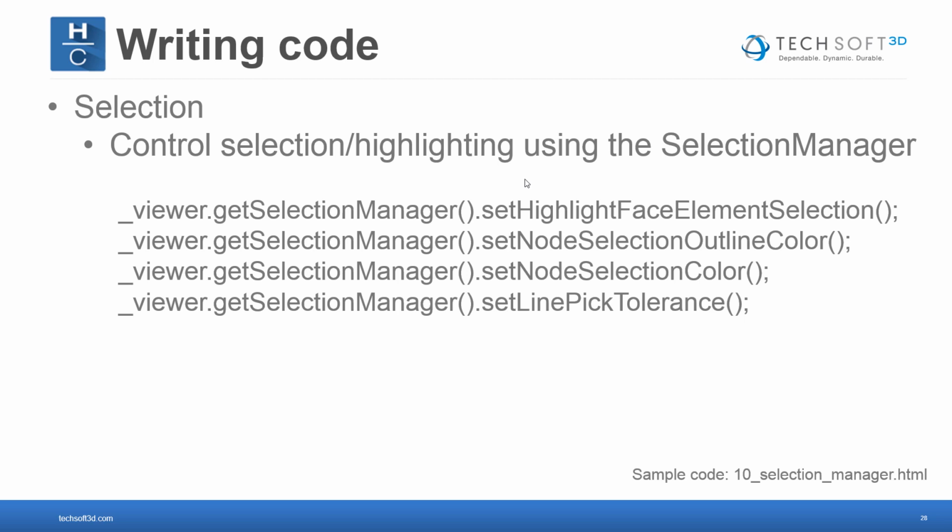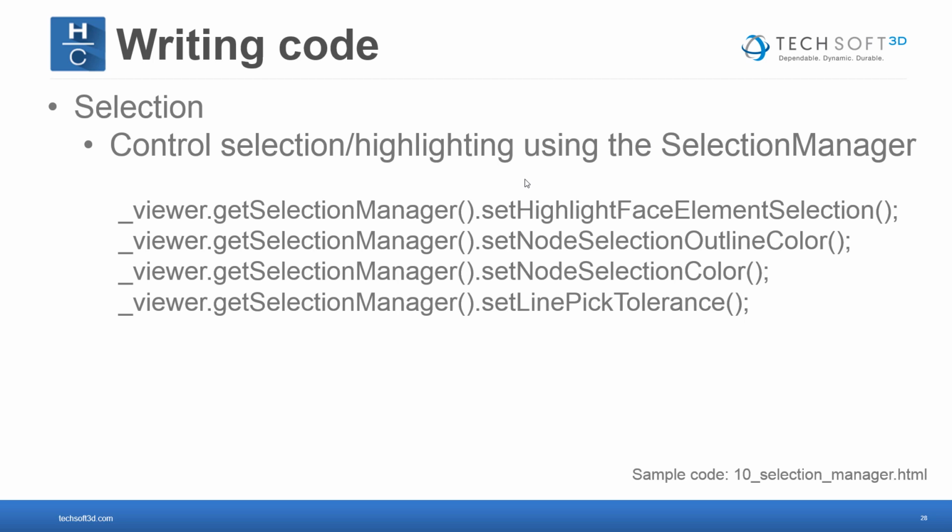So for example, when you click on a part, it will highlight that entire part one color, but it'll also highlight the face, the particular CAD face that you clicked on in a separate color. So you can change the colors of all the different selections. You can also change the mode. Maybe you don't want to highlight that particular face. Maybe you only want to highlight the face. So the selection manager is your window into controlling how the selection is conveyed to the user.